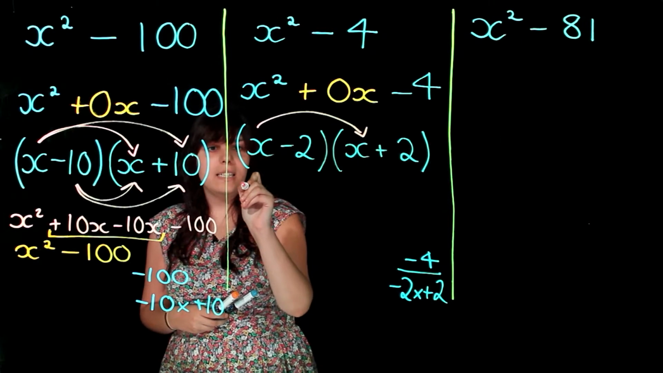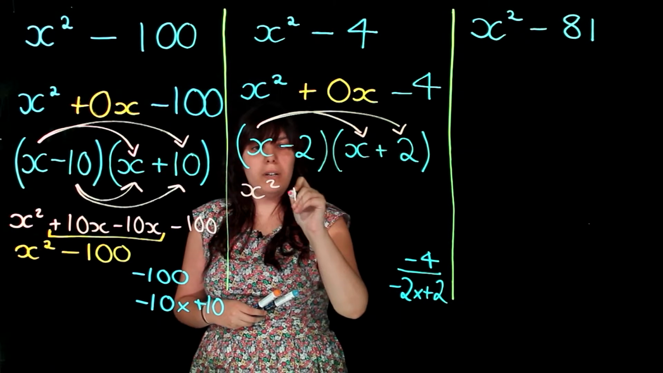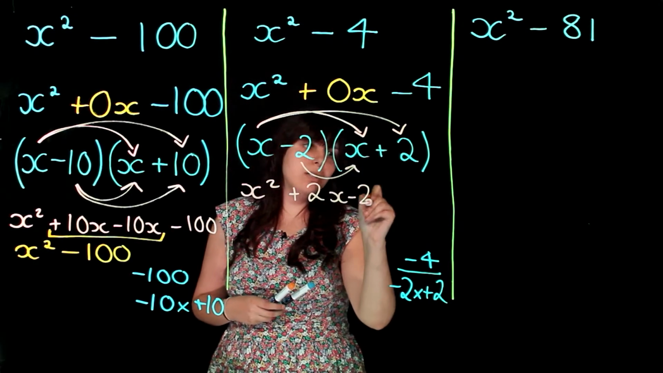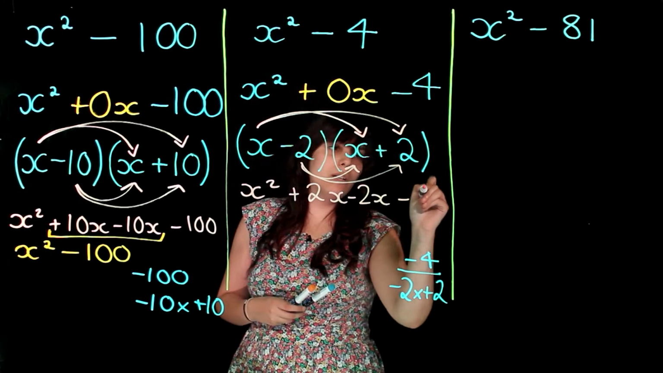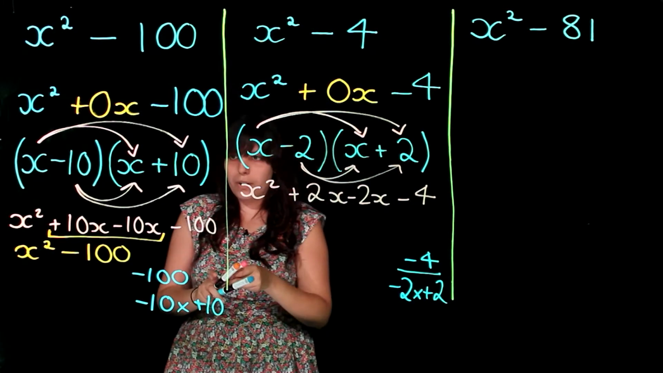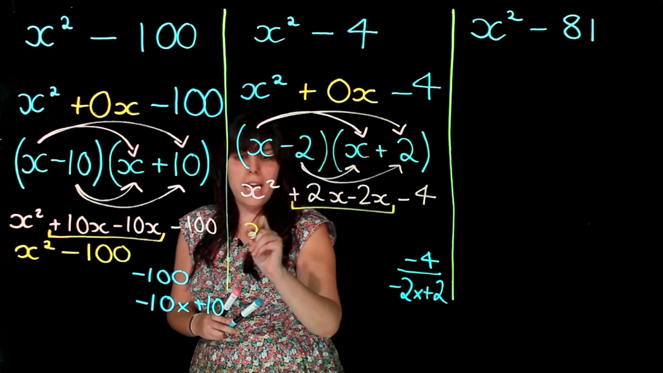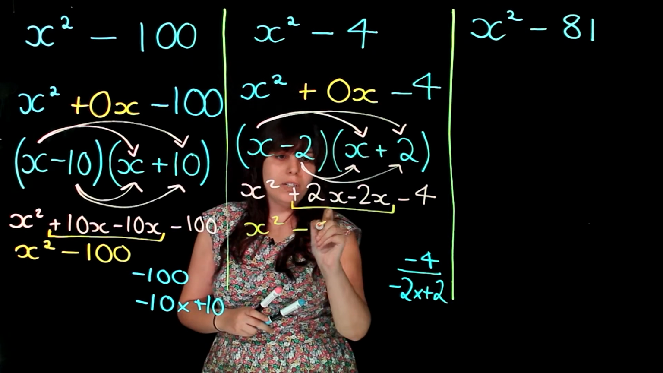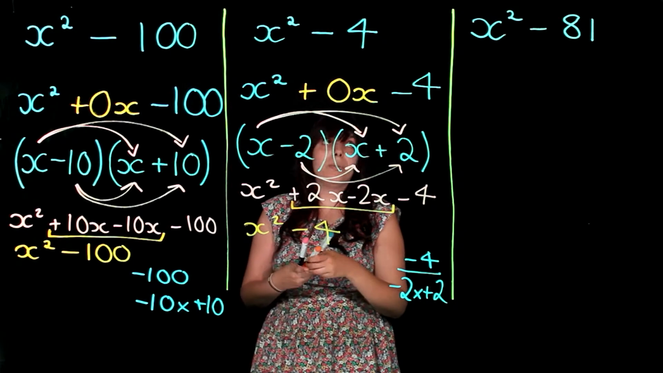X times x is x squared. X times 2 is plus 2x. Minus 2 times x is minus 2x. And minus 2 times 2 is minus 4. So again, simplify this middle bit, and I get x squared plus 2x minus 2x is 0, minus 4. So again, I've got the correct factorised version in the middle.